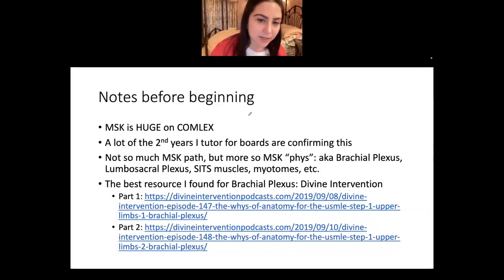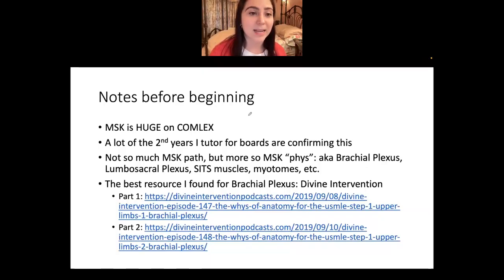And the best resource I found, so brachial plexus is a little bit of memorization until you start to get the hang of it, and then you'll be like, oh yeah, I know this now. But there's this guy, his name's Divine Intervention. He's more of a preparing-for-boards kind of guy. He's incredible. He walks you through how to answer questions that will come up on boards. That's what I think is so great about Divine Intervention.